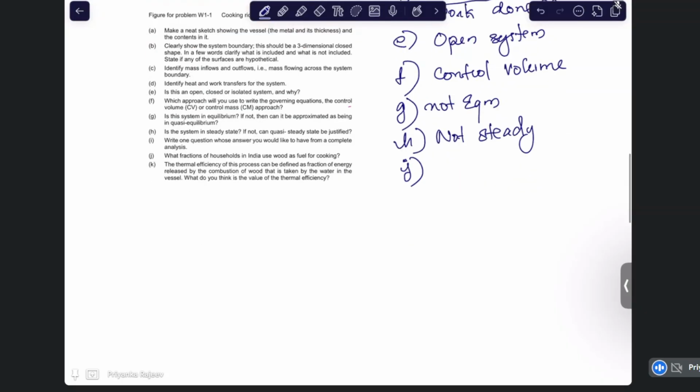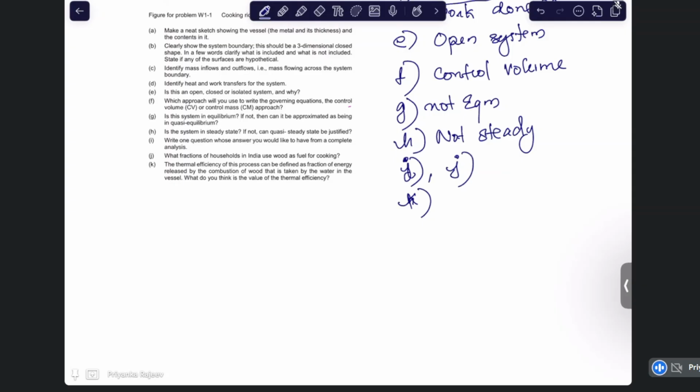Those studies can be conducted for the system. Now, next question is thermal efficiency of this process can be defined as the fraction of energy released by combustion of wood that is taken by water in the vessel. Do you think this is the value of thermal efficiency? Okay, thermal efficiency. Okay, before that, it was supposed to be I.